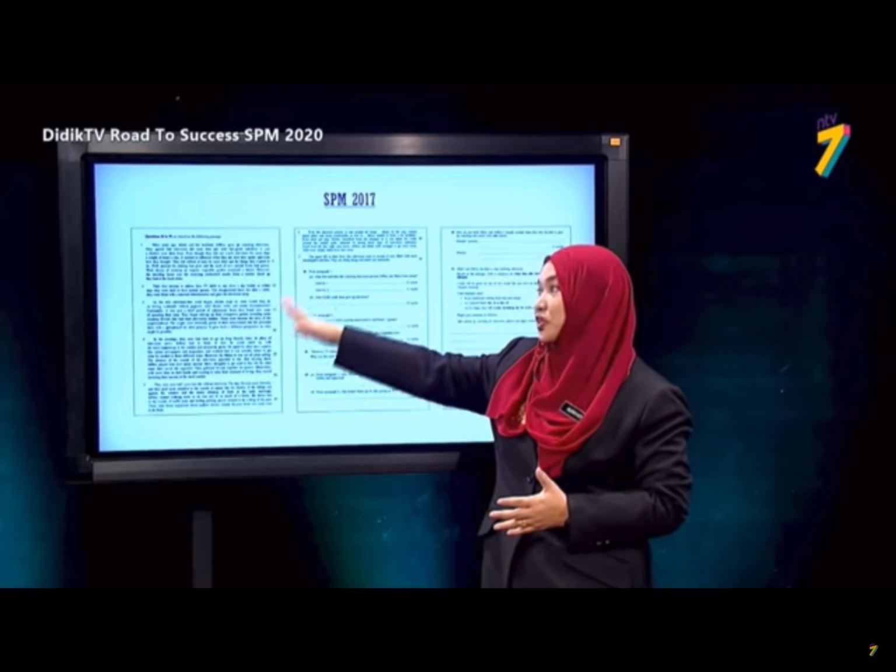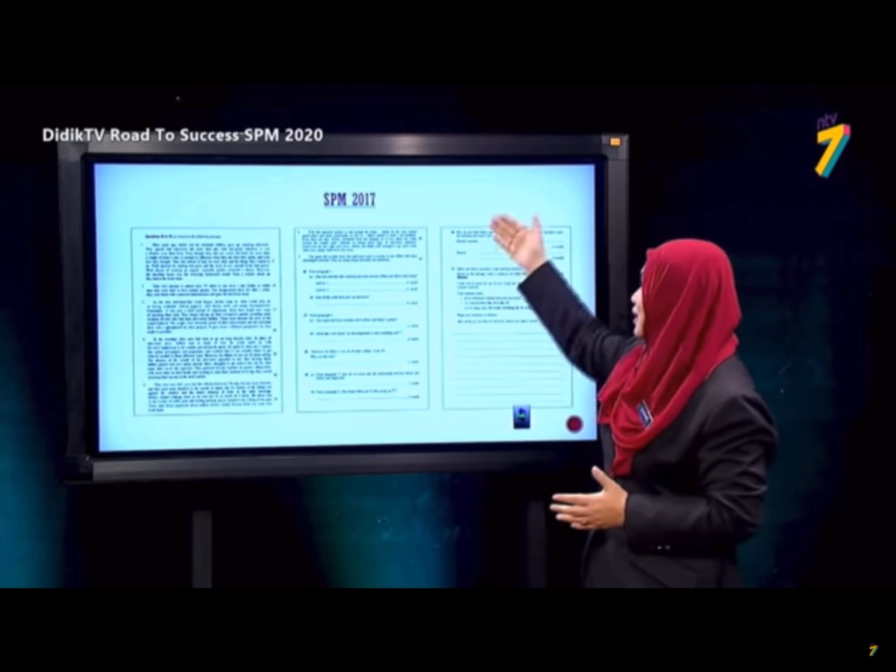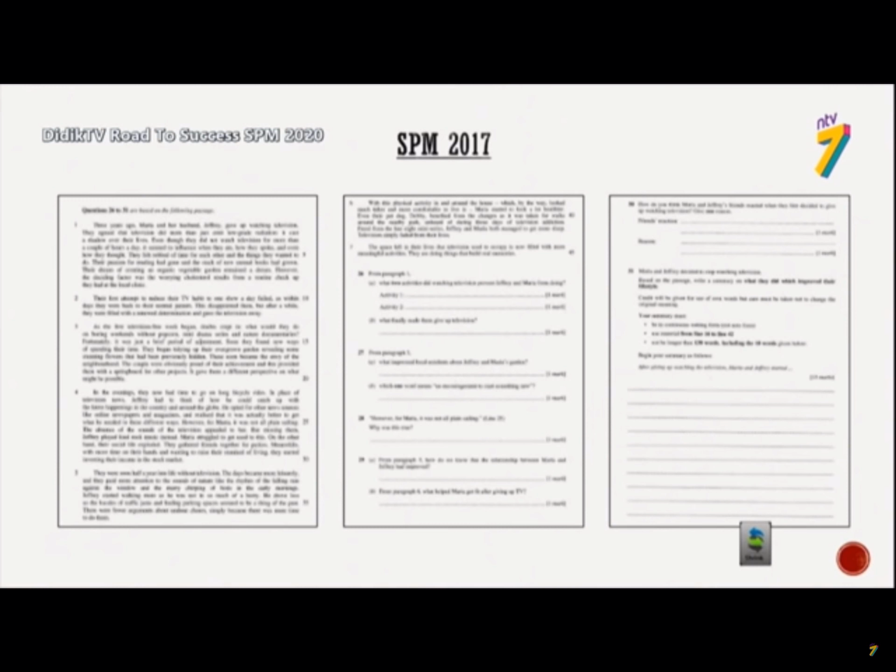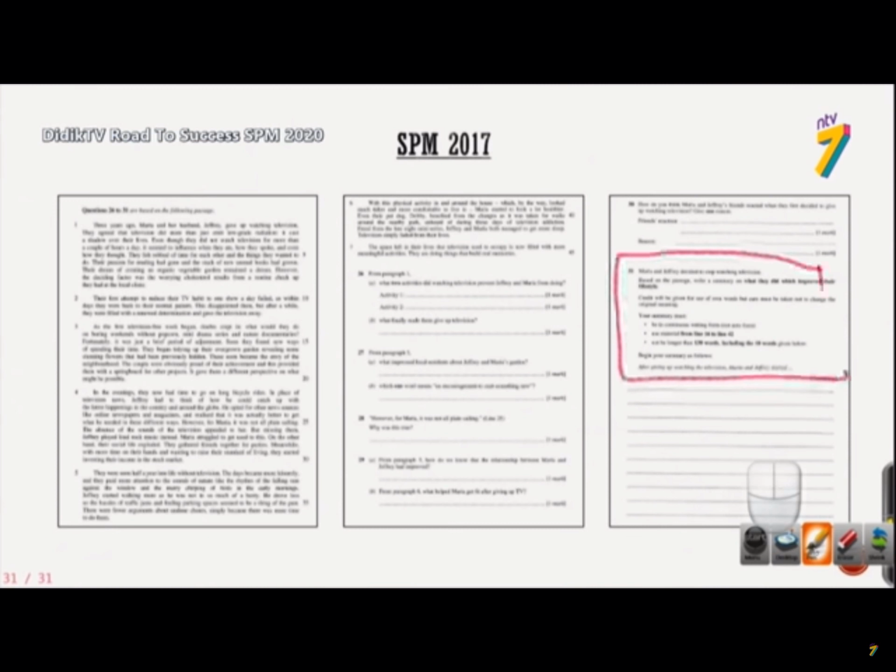So this is the sample for SPM 2017. I'm just going to show you, okay? This is the text given, 800 to 1,000 words. You're given the questions and the summary question. In order to answer this part, first thing first, read the summary question. Okay, why? Read the summary question first. Before you do anything else, read the summary question.